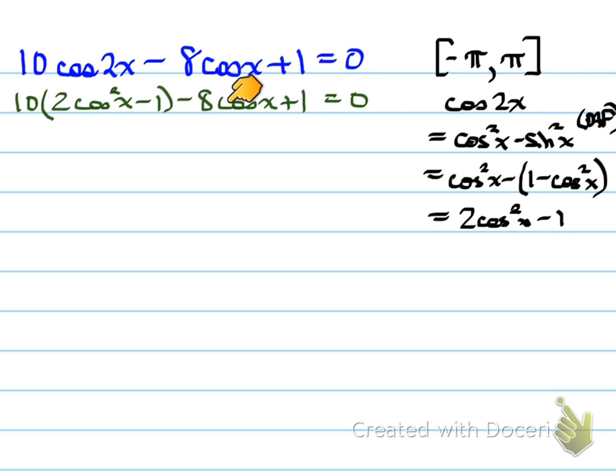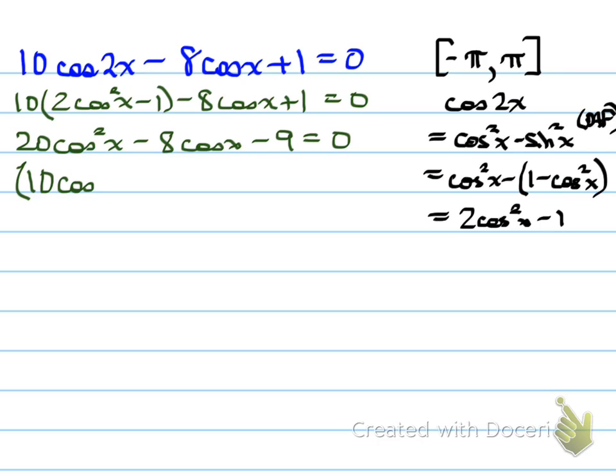The problem is we want the expression in terms of cos x, because this is already in cos x. So we want to express this in terms of cos x, or at least cos squared x. So what I can do is take the sine squared x, convert that using the Pythagorean identity, which says it's 1 minus cos squared x, and then you expand this out to get 2 cos squared x minus 1. So expand that out, you get 20 cos squared x minus 8 cos x minus 9 is equal to 0.